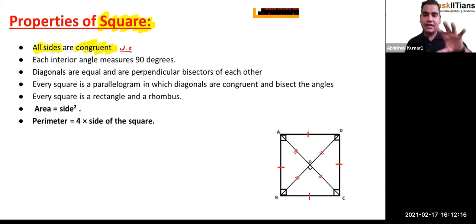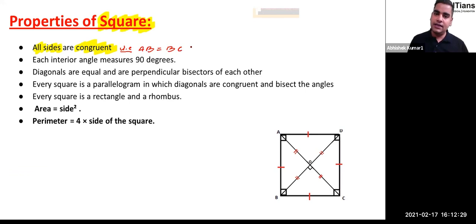So what is the difference here in a square and rectangle? In rectangle, opposite sides were congruent, or opposite sides were equal. Here, all sides are congruent, or you can say they are equal. So you will be having AB is equal to BC, that's further equal to CD, that's equal to DA. Okay, that's your first property.